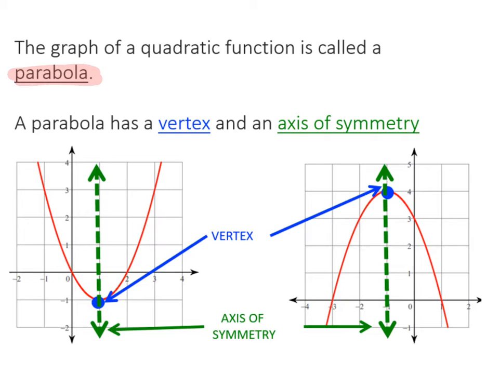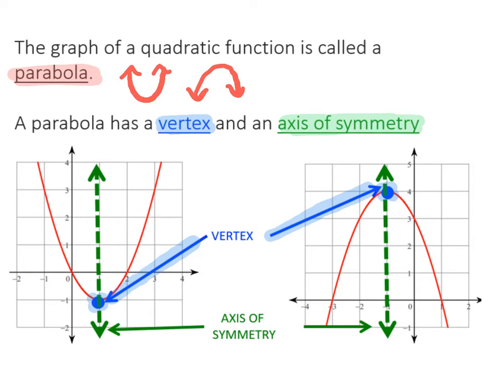And essentially what that means is it's some sort of U-shape, either opening up or opening downwards. And within each parabola, there is both a vertex and an axis of symmetry. Now the vertex is the bottommost point or the topmost point of our graph. So you're drawing in these points and the arrows pointing to them.